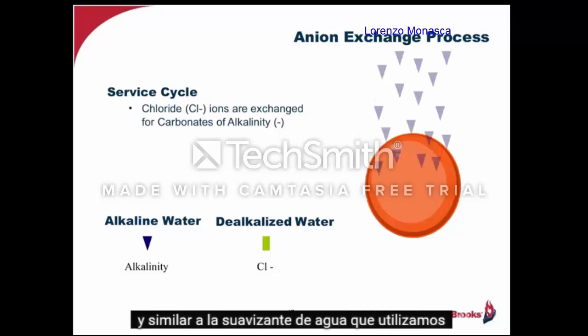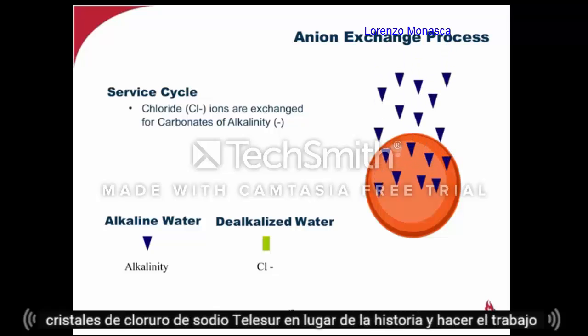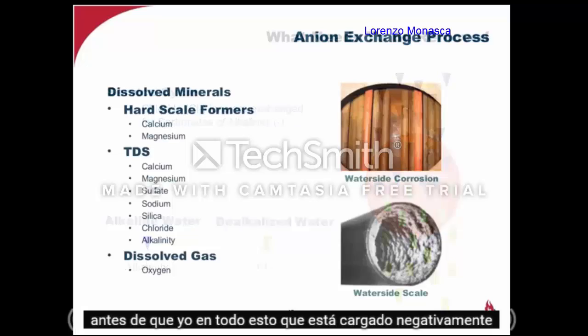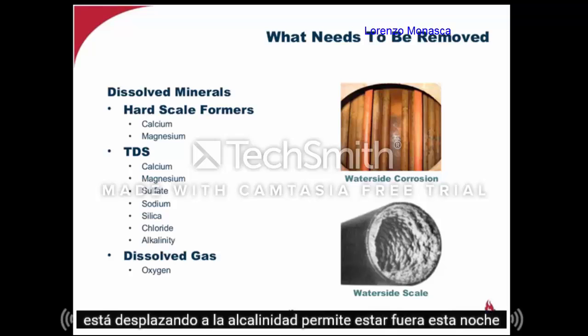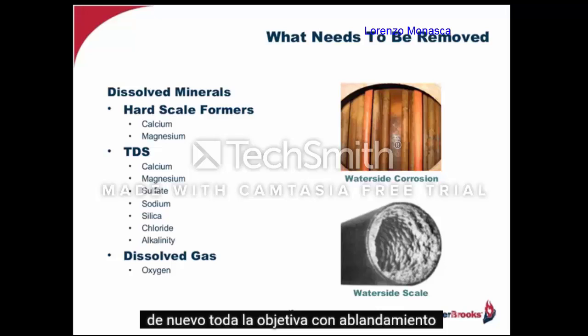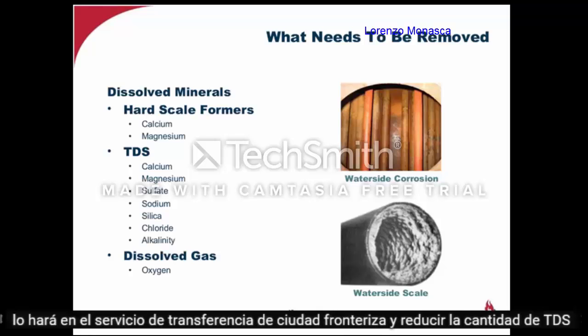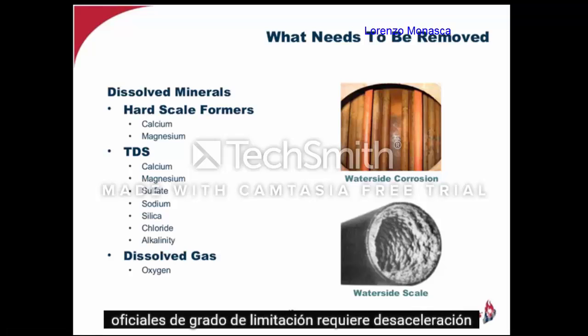Now, here you see, and similar to the water softener, we use sodium chloride pellets or crystals, but rather than the sodium doing the work, the chloride in the salt, which is negatively charged, regenerates the dealkalizer and is displacing the alkalinity, allowing dealkalized water and chlorides to flow into the system. Again, the whole objective here with softening and dealkalizing is to significantly reduce the scale-forming minerals from accumulating within the boiler heat transfer surface and reduce the amount of TDS, limiting the degree of surface blowdown required.